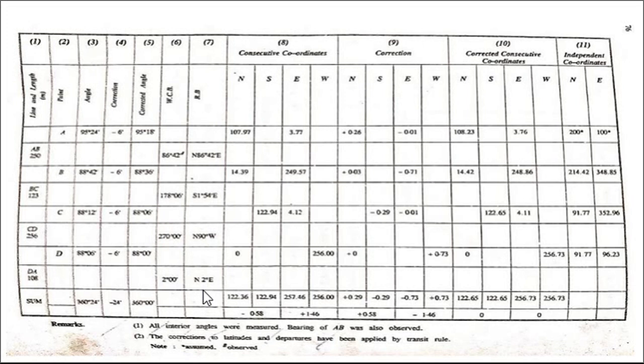Then consecutive coordinates are calculated by the formula: latitude is equal to length into cos of the reduced bearing, and these northings are calculated, then southings are calculated, eastings are calculated and westings are calculated, and according to the quadrant they are written either in northing, southing, easting or westing. And then the sum of the northing is taken, the sum of the southing is taken, similarly the sum of easting and the sum of westing. And see, this is the correction to the latitude and this is the correction to the departure.